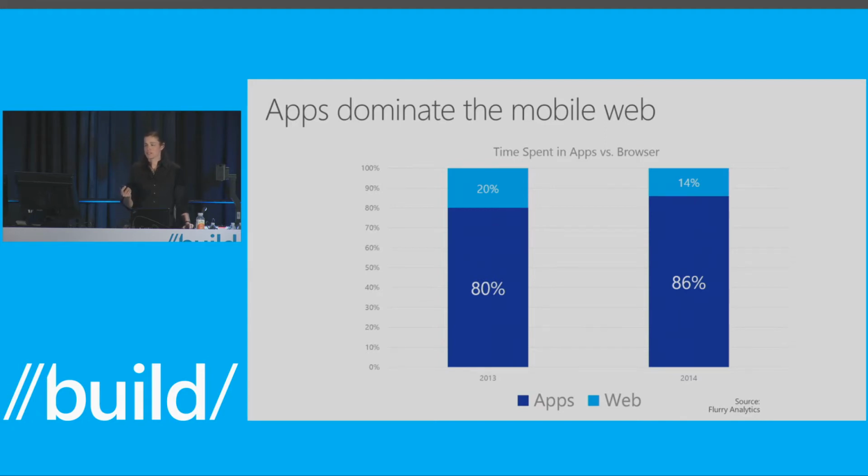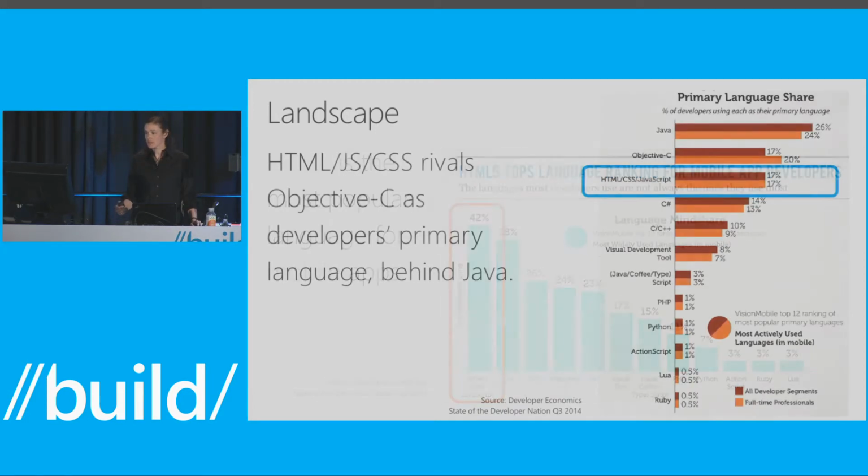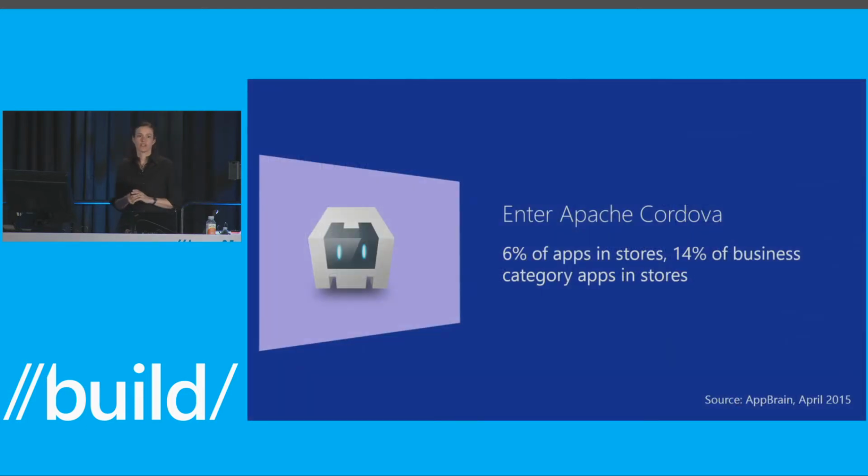But building all those apps can be really expensive. And it's clear that if you ask developers who write for mobile what languages they use, the most common language that they talk about is HTML. And if you ask them what their primary language is, the first thing that they use, HTML is right there behind Java and Objective-C. And that kind of confluence of landscape positions means that something like Apache Cordova, that allows you to use HTML to write your mobile app, has gained traction fairly quickly.